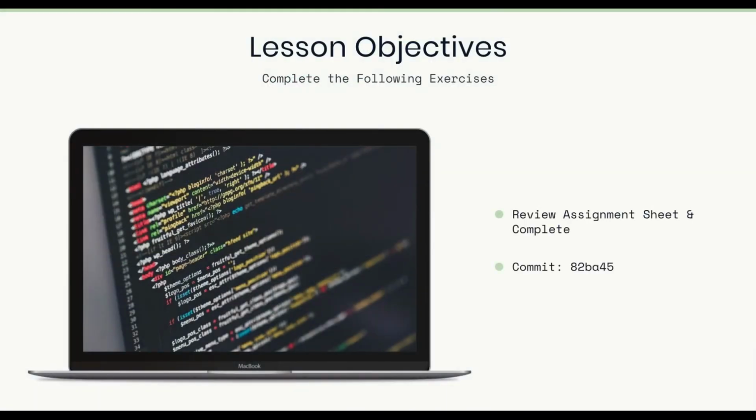So the lesson objectives are to review the assignment sheet and complete the assignment. Okay, and the commit for these resources is 82BA45, and that'll allow you to pull the assignment sheet, the diagram, as well as the solution. So right now let's jump in and take a look at the assignment sheet to really walk through the problem description.